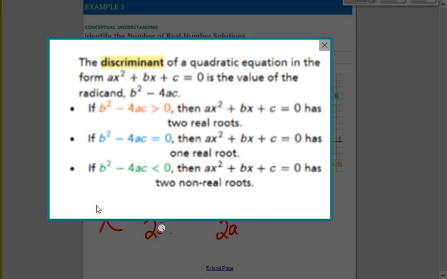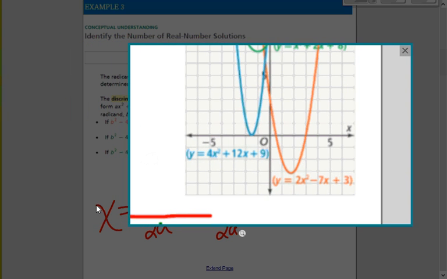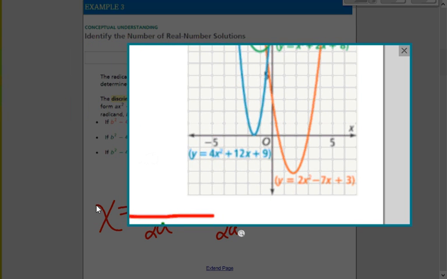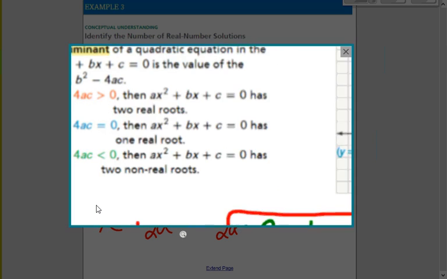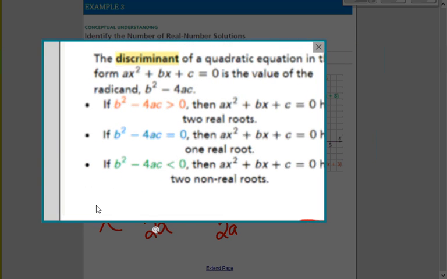If that b squared minus 4ac is greater than 0, then the quadratic will have two real roots, two real solutions. So if I can take this magnifying glass over to here, look at that red parabola. Notice how that's an example of one that would have two real roots because it crosses the x-axis twice. And you can see them on this coordinate plane. So that red parabola must have had a discriminant that was positive or greater than 0.